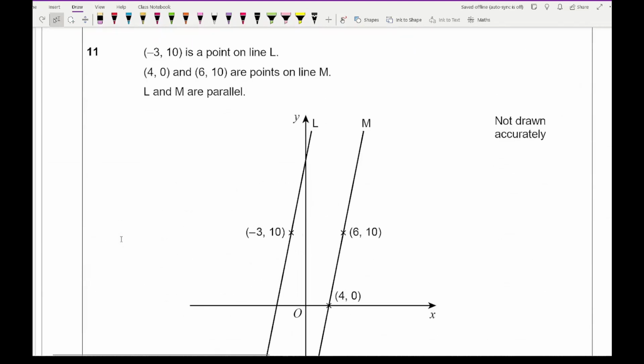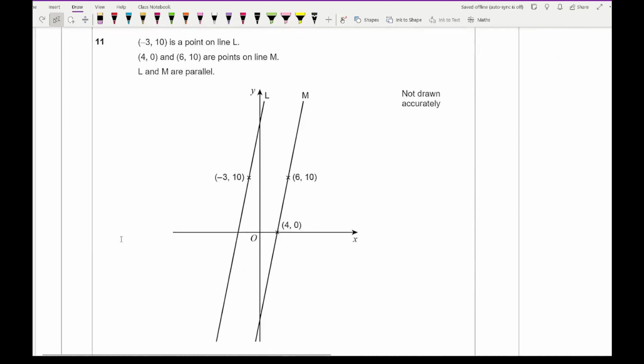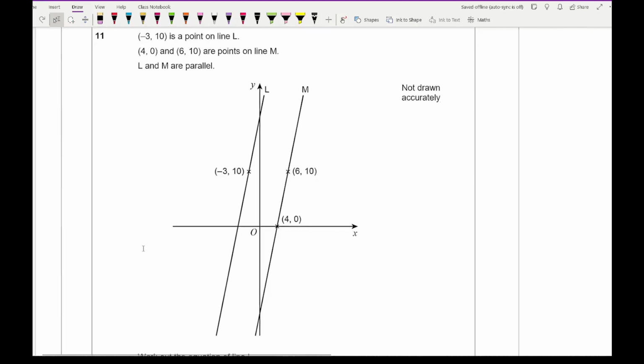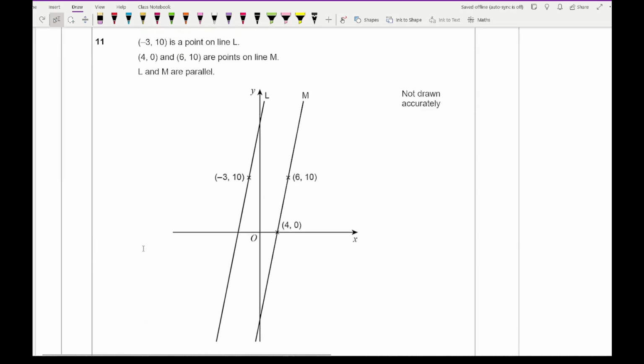Moving on to question 11, and let me just zoom out so we can actually see this question. It says that (-3, 10) is a point on line L, (4, 0) and (6, 10) are points on line M, L and M are parallel, and the question is asking us to work out the equation of L, giving our answer in the form of y equals mx plus c. So the first thing for me to do is work out the gradient of M. So the gradient of M equals the gradient of L because they're parallel.